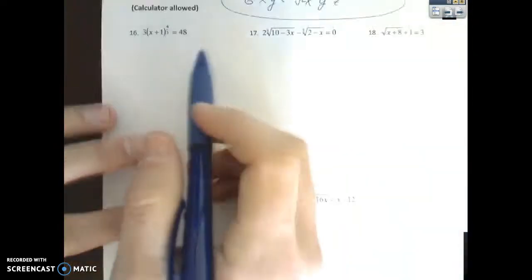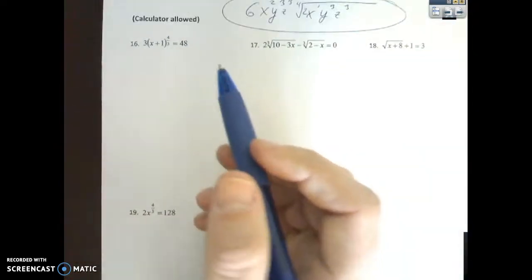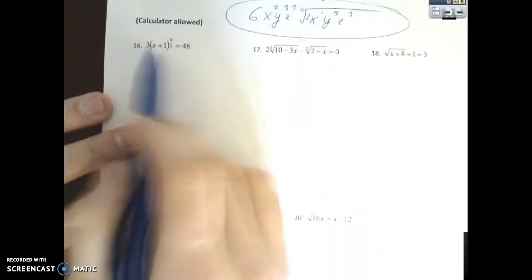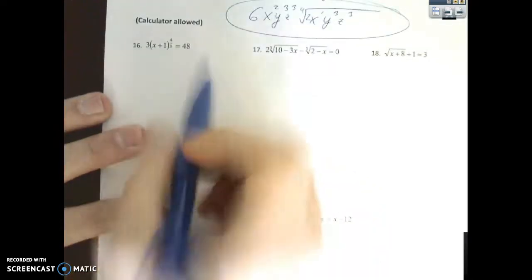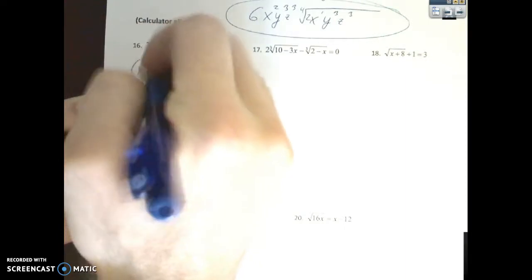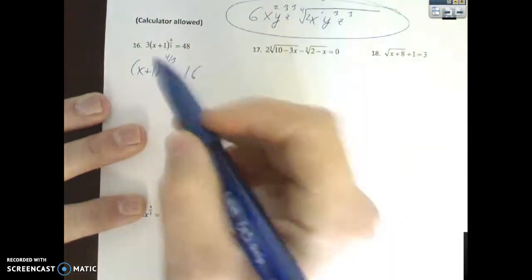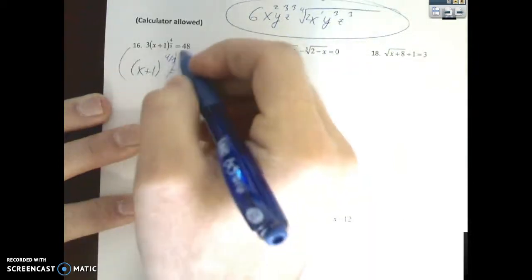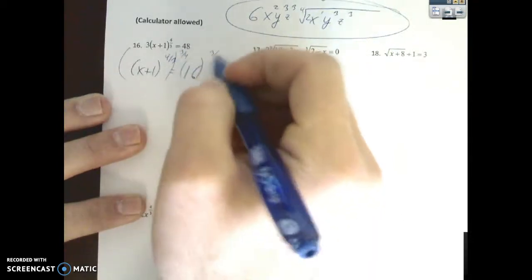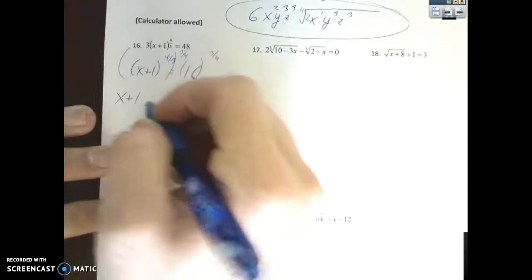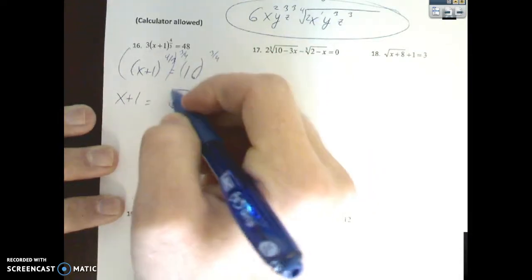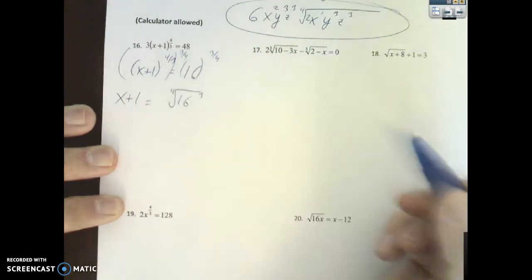Alright, moving right along. See if I can get these done for you. This is actually the easiest part of the entire test. You guys will be fine on this one. I need to get this by itself. Divide both sides by 3. So I get x plus 1 raised to the 4/3 equals 16. To get rid of the 4/3 power, raise both sides to the 3/4 power. Left side cancels out. The 4th root of 16 raised to the 3rd power.